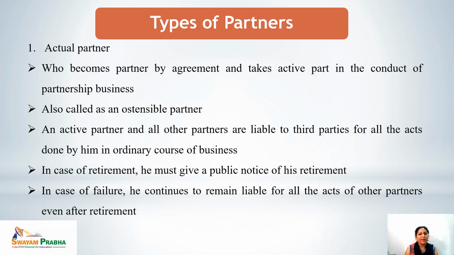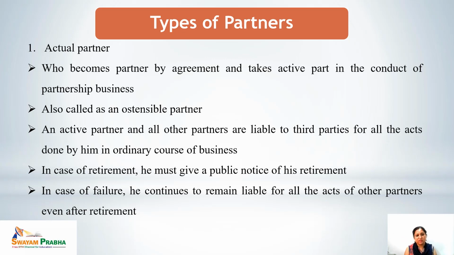Now let's talk about the types of partners. One type of partner is the actual partner. An actual partner, as its name indicates, is actually a partner, who takes an active part in the conduct of the partnership business. The active partner is also known as an ostensible partner, as he can make the firm liable to third parties for all the acts done by him in the ordinary course of business. That means an active partner can make all the partners liable to third parties by doing acts in the ordinary course of business of the partnership.